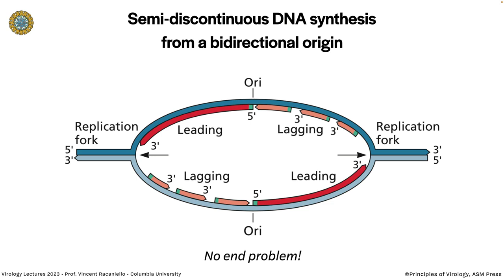Now, here is the solution to the end problem. There are no ends. These are circles, right? So there's not going to be an end. Wherever the last piece of DNA is primed, there's going to be a piece of DNA upstream, so you can take out the RNA primer and fill in the gap. So you have no 5' end problem. This is solution number one to the 5' end problem.